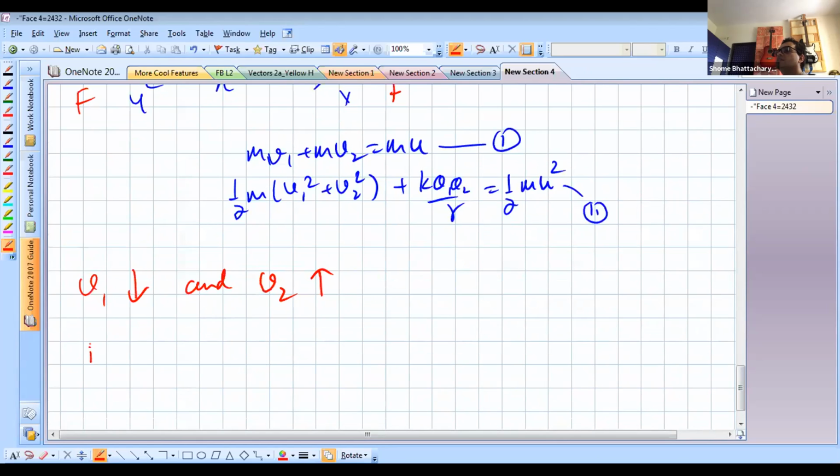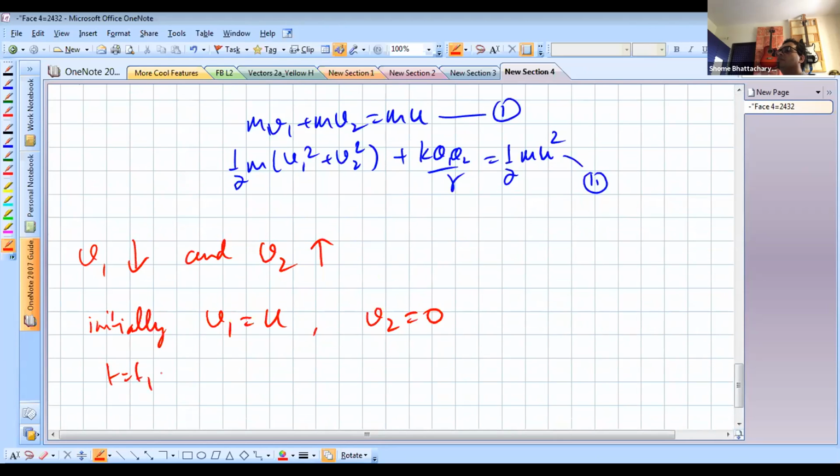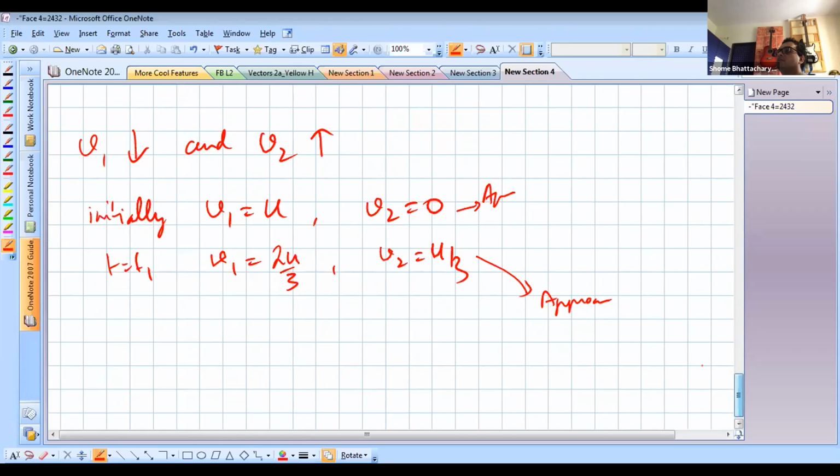So what is happening is that initially V1 is equal to U and V2 is equal to 0. Then let's say at some time T1, V1 has become something like 2U by 3. At that point of time, V2 will have to be U by 3. So you see what is happening here: they are still approaching each other, because V1 is greater than V2.